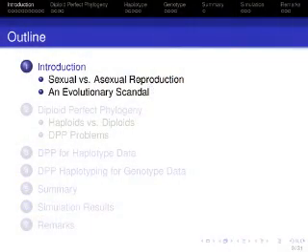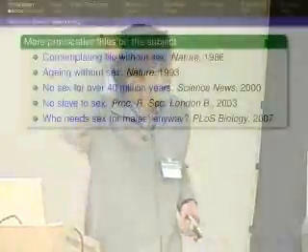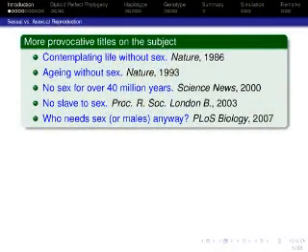So I'm going to begin with a rather long introduction. Perhaps you will find that most interesting of this talk. So here are some more provocative titles on this issue. The issue that I will try to address in this talk is the apparent prevalence of sexuality in nature.